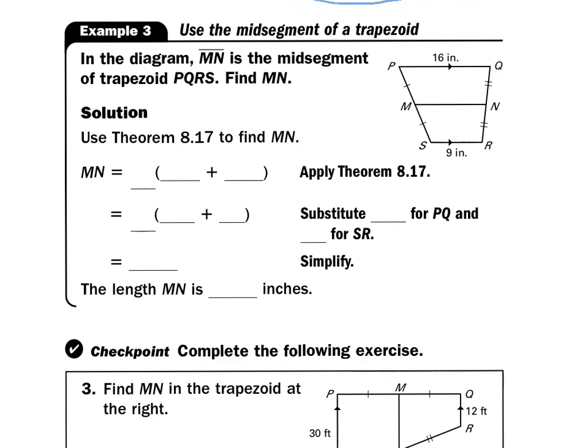Example 3. In the diagram, MN is the midsegment of the trapezoid. Find LN. So we're going to go 1/2 of 9 plus 16, which is 1/2 of 25, which is 12.5. Okay, checkpoint. Go ahead and do that, and then start your video again when you're done.